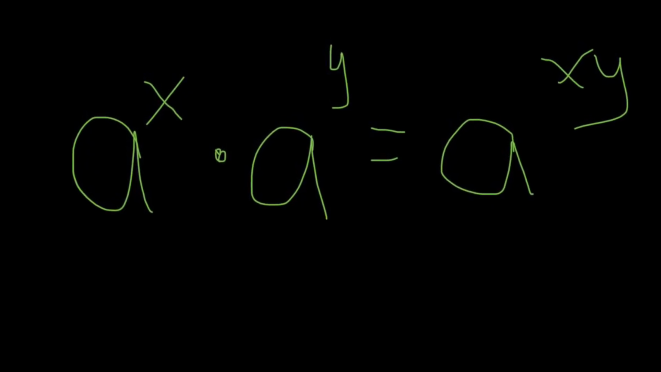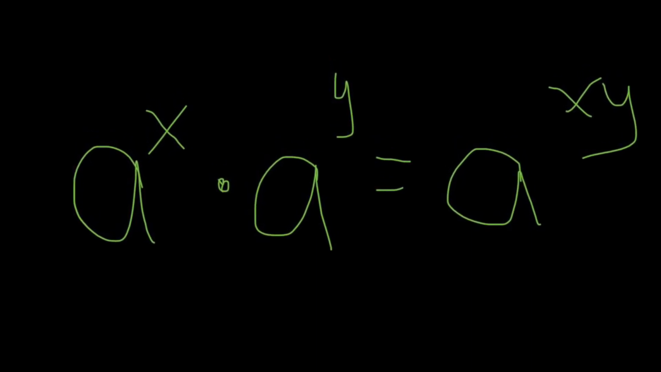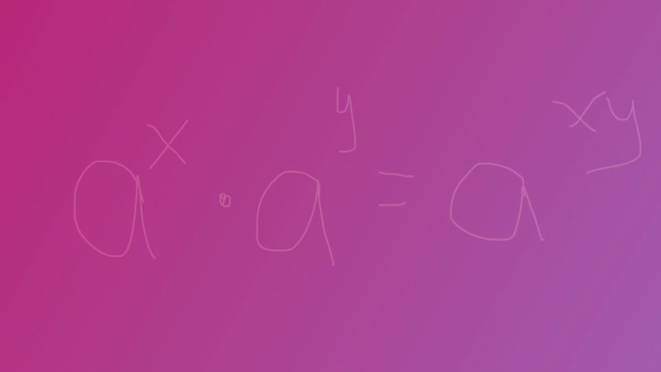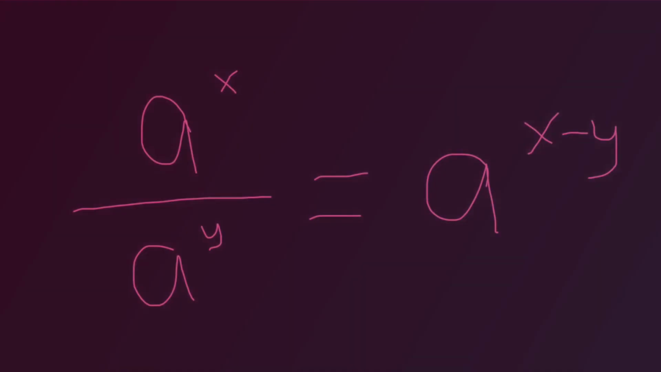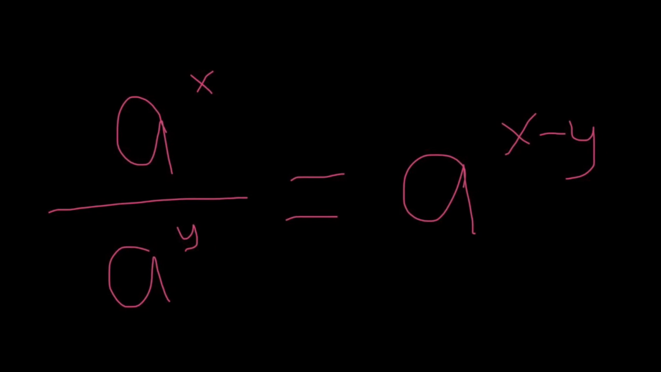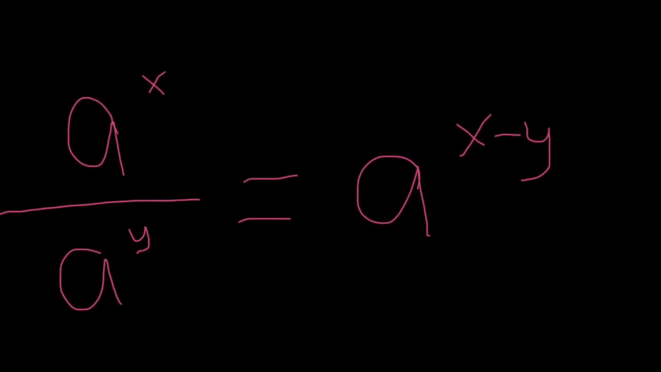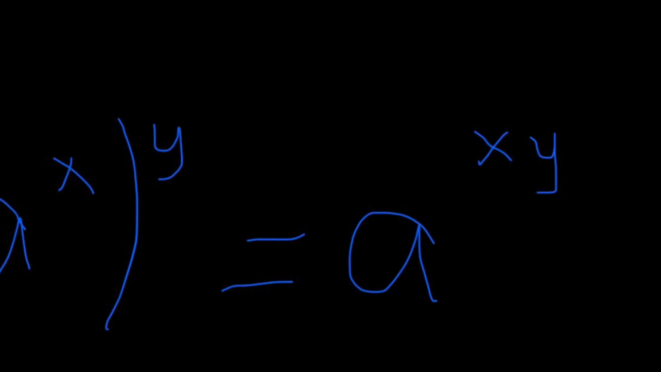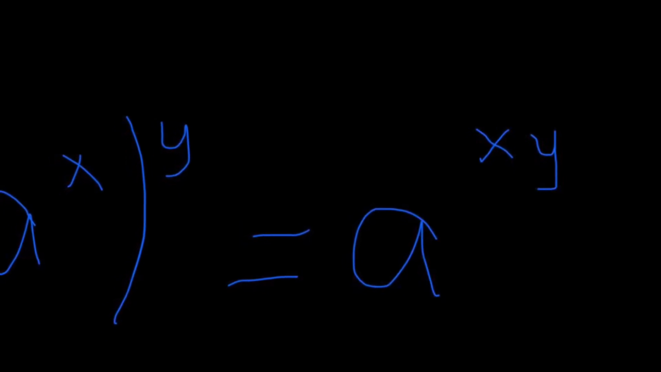An example of the product rule would be a to the x times a to the y equals a to the x plus y. Then we have the quotient rule. An example of the quotient rule would be a to the x over a to the y equals a to the x minus y. Next is our power rule. This would look like open parentheses a to the x close parentheses to the y equals a to the xy.